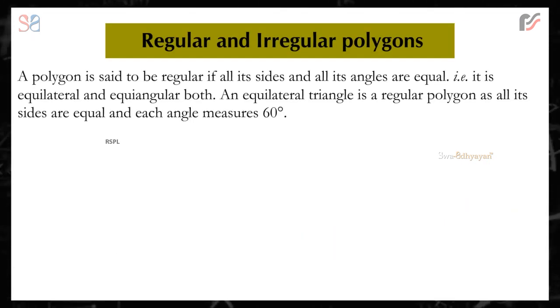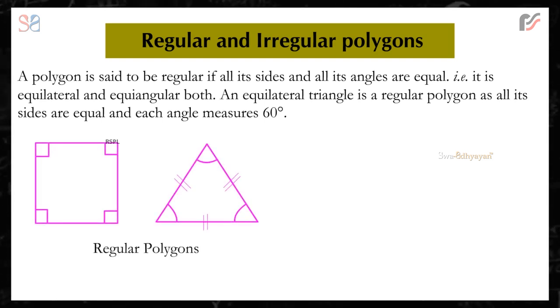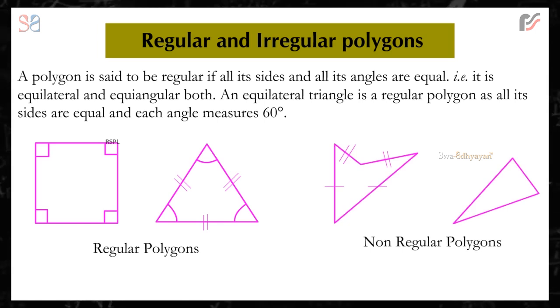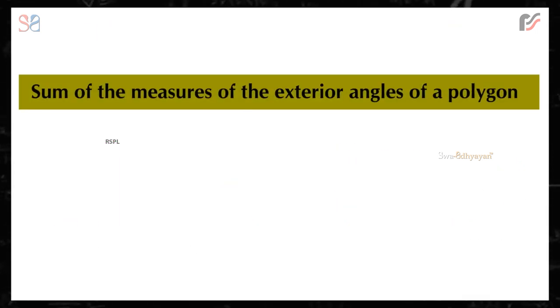Regular and irregular polygons. A polygon is said to be regular if all its sides and all its angles are equal. That is, it is equilateral and equiangular both. An equilateral triangle is a regular polygon as all its sides are equal and each angle measures 60 degrees. Regular polygons. Non-regular polygons.